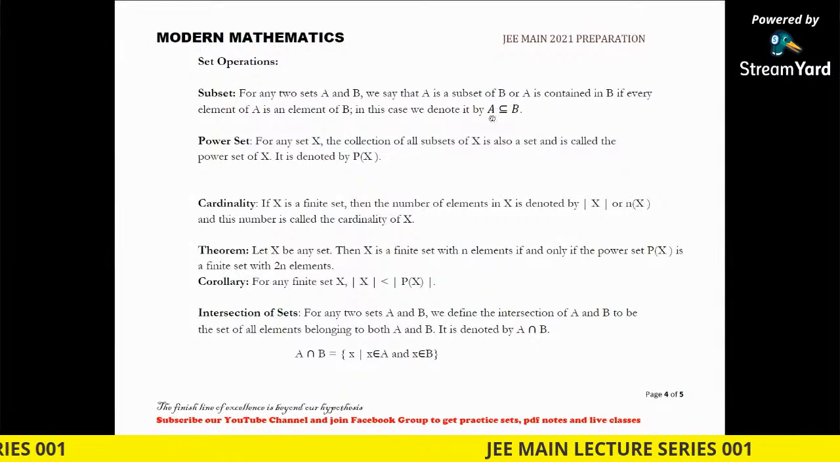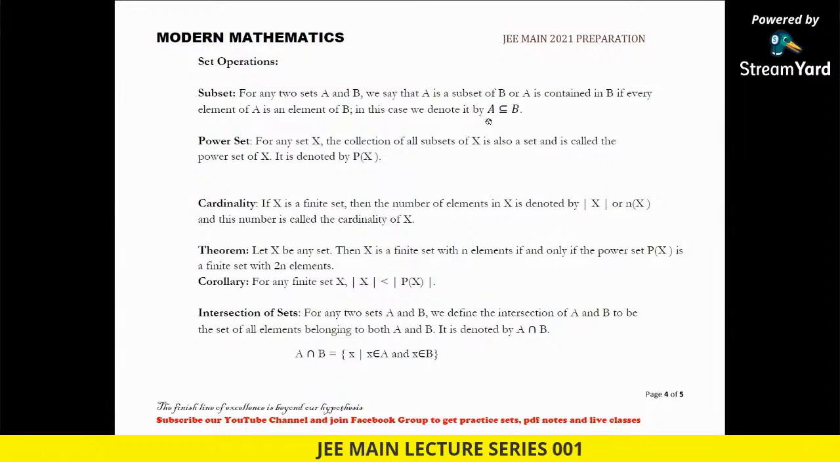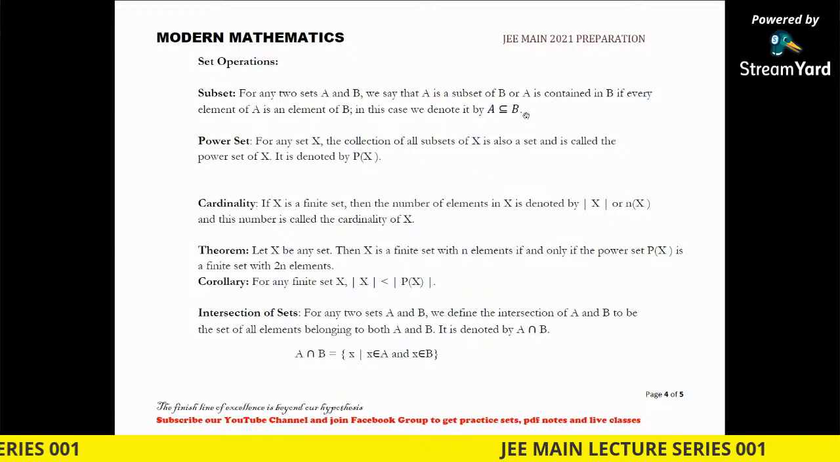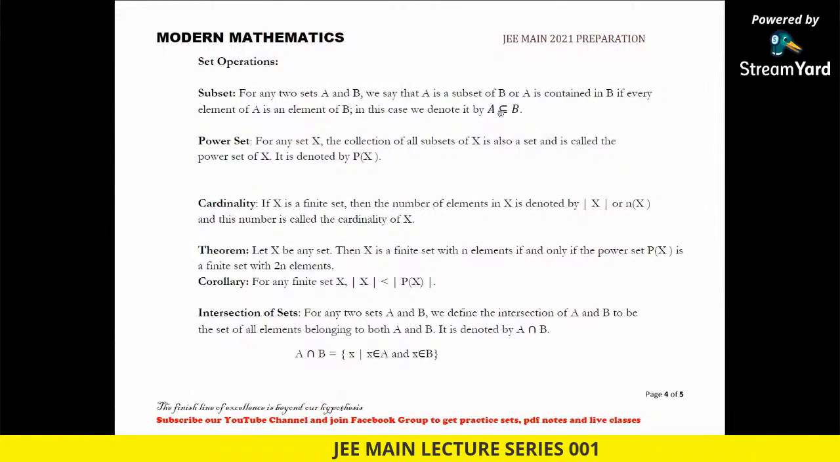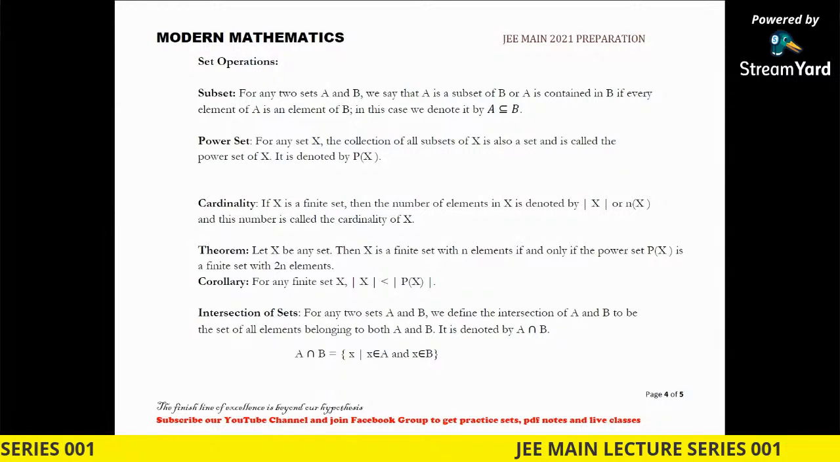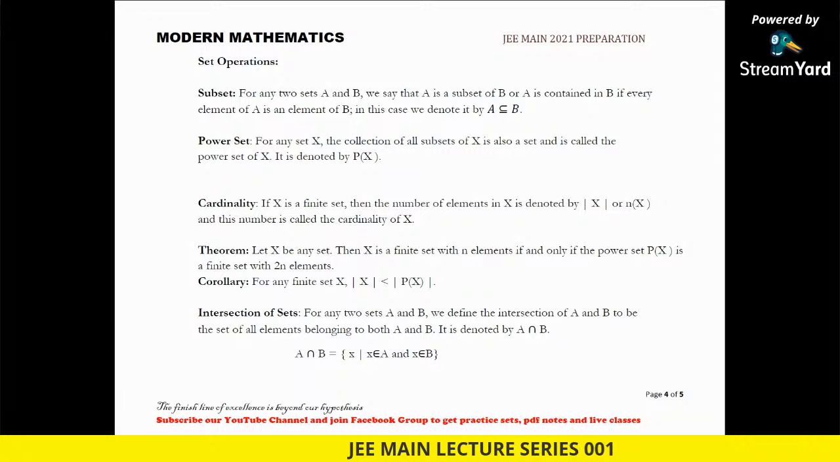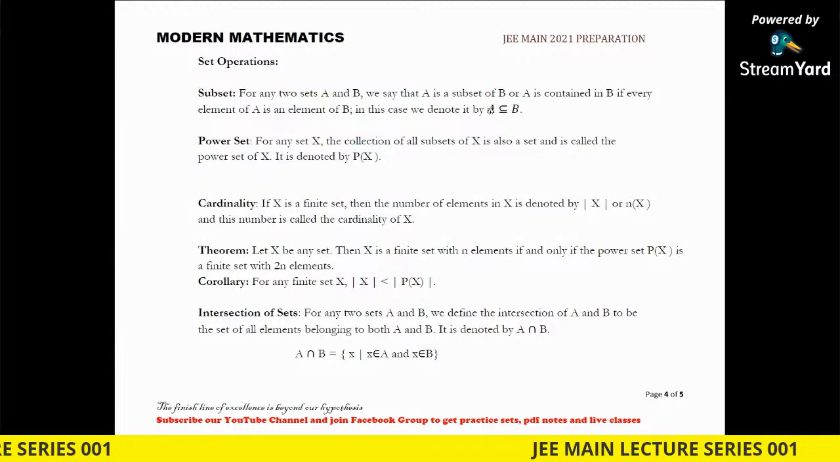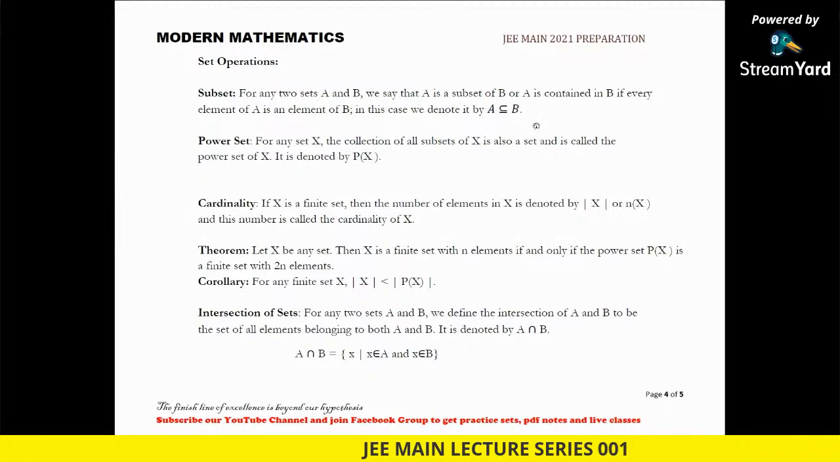For the proper subset, there is at least one element in B which is not in A. If A is a proper subset of B, that means at least one element of B is not in A, then mod of A, that is the cardinality of A, is strictly less than the cardinality of B.